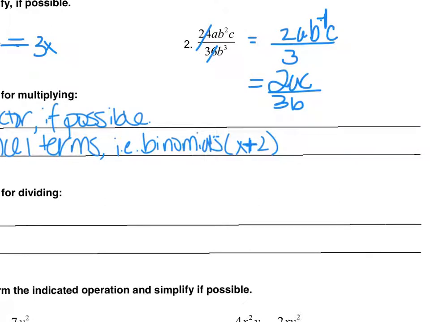Okay, and then the other thing too is the ratio has to be 1 to 1. So one part in the numerator, one part in the denominator. You can't cancel within a numerator. Okay, so the ratio has to be 1 to 1.